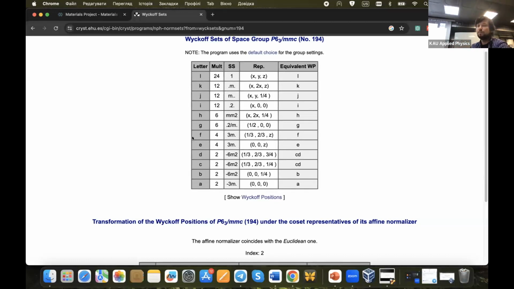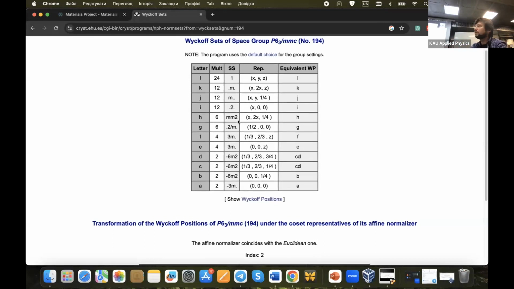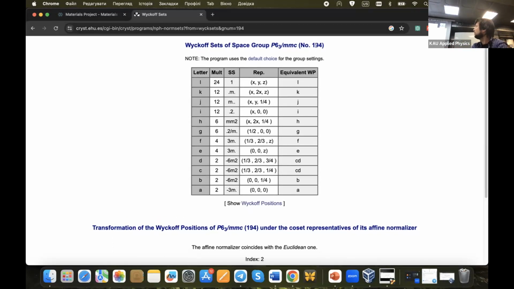What letters? A, B, C? It's just the name of some symmetry operations. For example, A always stands for 0. B, for this space group. Yes, we have space group 194, and we have all these symmetry operations. So we don't have any other symmetry operations for this group.